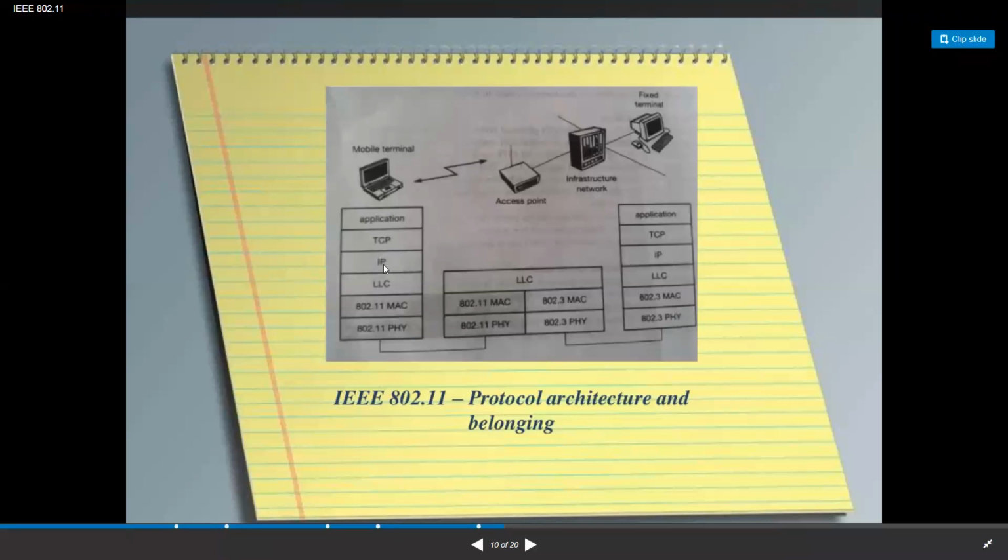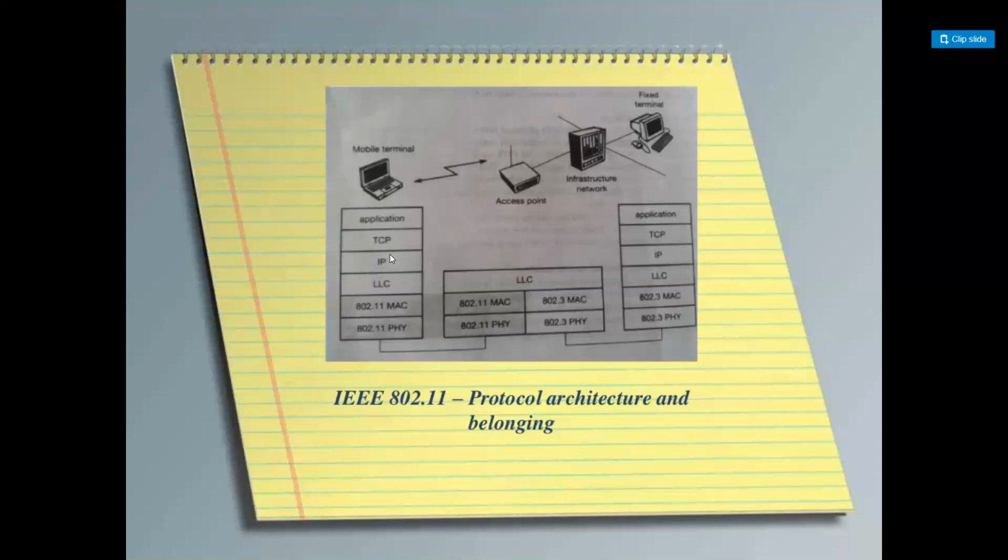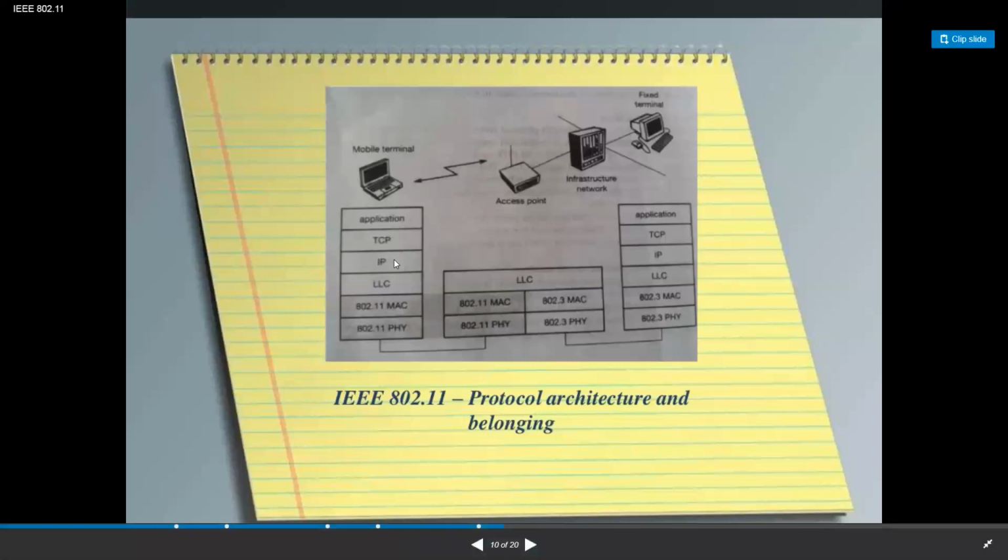This is IP. Why IP here? IP is the protocol of the network layer. This diagram is the protocol architecture of IEEE 802.11. So in this, IP is the protocol of the network layer, TCP is the protocol of the transport layer, and lastly we have the application layer. This is about the mobile terminal.